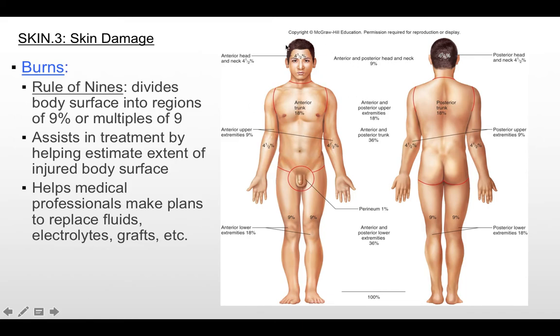So you'll notice the head is 9% total, 4.5 on the front, 4.5 on the back. Each arm is the same, 4.5 on the front, 4.5 on the back. The trunk is 18 on the front and 18 on the back, a big patch of skin there. And then each leg is 9 on the front, 9 on the back. So we'll do an activity where you use the rule of nines to calculate body burn percentage and make medical decisions based on that data.